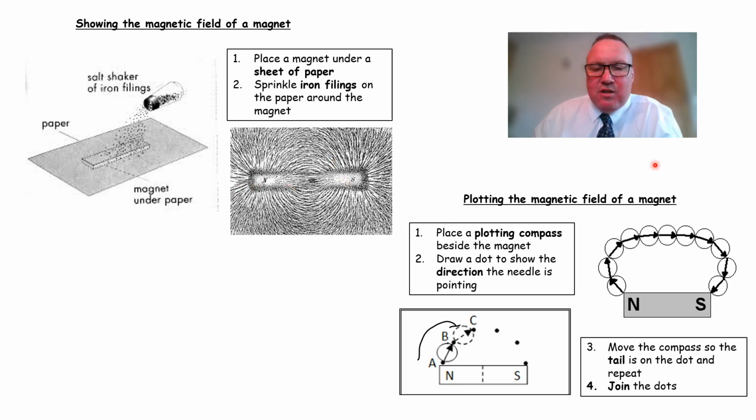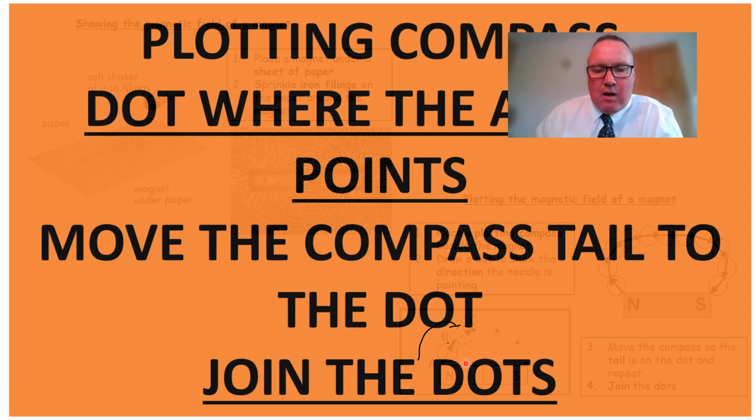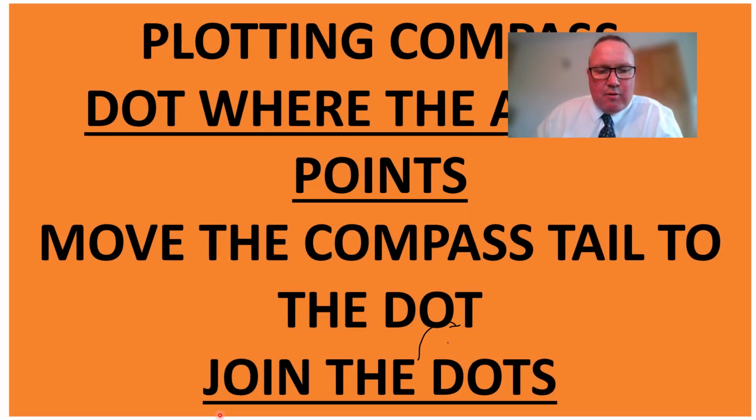If you need to show the direction of the magnetic field, then we're going to need a small compass which points north and south. We put the compass beside the magnet and we draw a dot to show the direction that it has pointed, and then join the dots at the end.